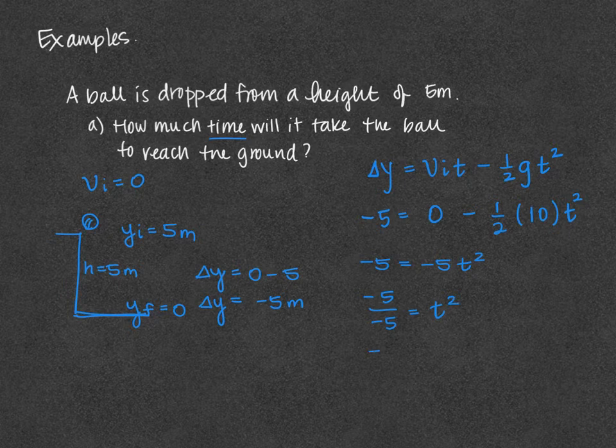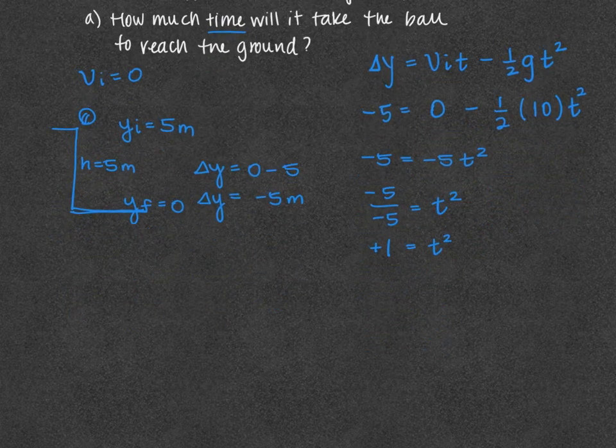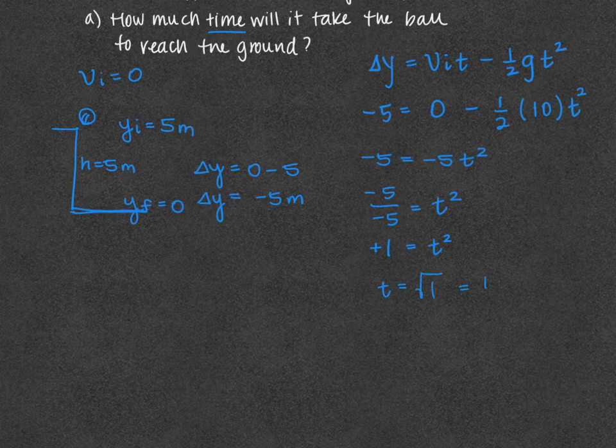So negative 5 over 5 is plus 1 would be equal to t squared. And then the time would be the square root of 1, which is 1 second.